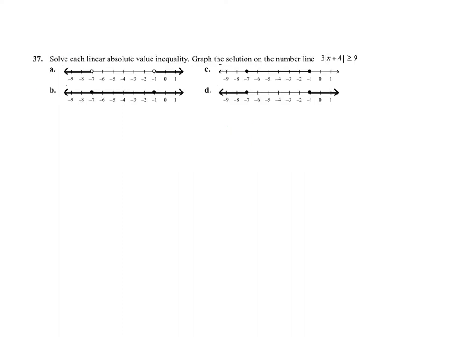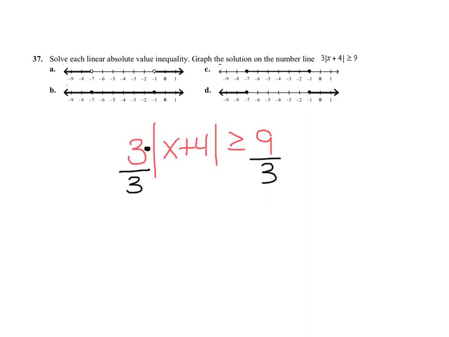Solve each linear absolute value inequality and graph the solution on the number line. So this one's just a little bit trickier because it's got a number out in front. I need to isolate that absolute value first. So we have 3 absolute value of x plus 4 greater than or equal to 9. So remember, this is multiplication. And how do we undo multiplication? With division. I'm going to divide both sides by 3, and I get absolute value of x plus 4 is greater than or equal to 3.